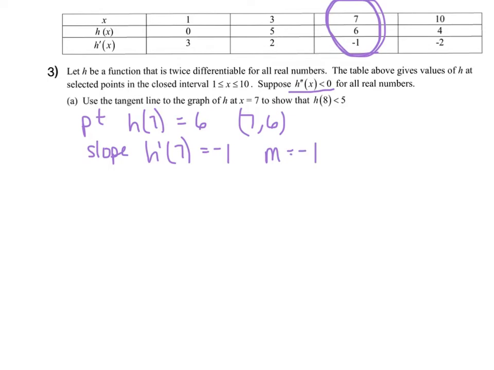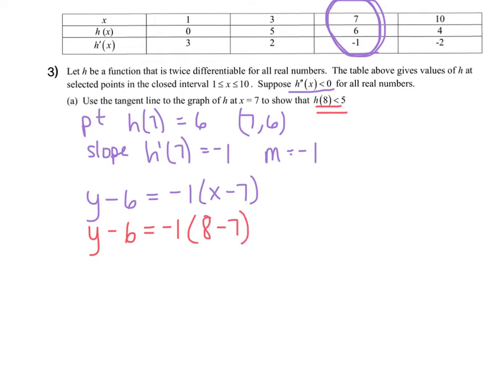So I should be able to write the equation of the tangent line as y minus 6 is equal to -1 times x minus 7. Now, they specifically want me to use that line to show that h of 8 is less than 5. Well, I'm going to go ahead and plug in the 8. The x value that they're asking me to prove is less than 5 is 8. So y minus 6 is equal to -1 times 8 minus 7. So that's just y minus 6 is equal to -1 times 1, which is just -1. Add the 6 over and I get y is equal to 5.